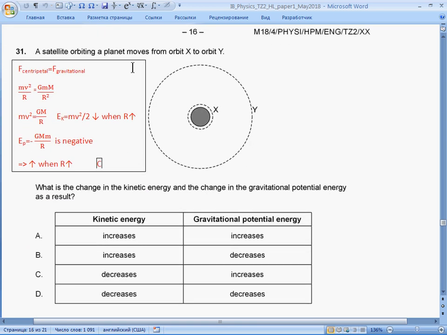A satellite orbiting moves from X to Y. What is the change to kinetic and gravitational potential energy? If we consider moving in a circle, centripetal force equals gravitational force, with the formulas mv squared over r and the formula for gravitational force. We see that mv squared, or mv squared over 2, is inversely proportional to radius. So when you move from X to Y, speed and kinetic energy decrease. Potential energy is negative, which is why when we move away it is increasing, less negative. So we choose answer C.